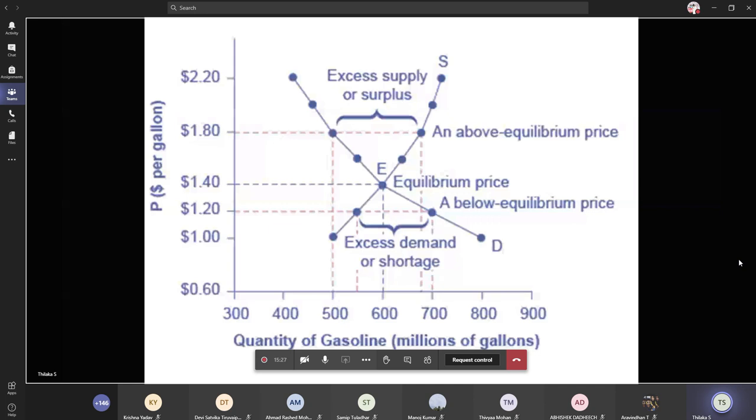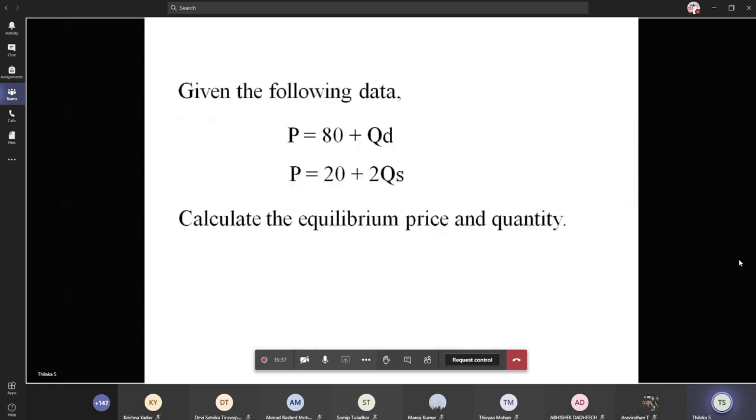To the next one, take your notebook. So here two equations were given. P is equal to 80 plus QD and P is equal to 20 plus 2QS.